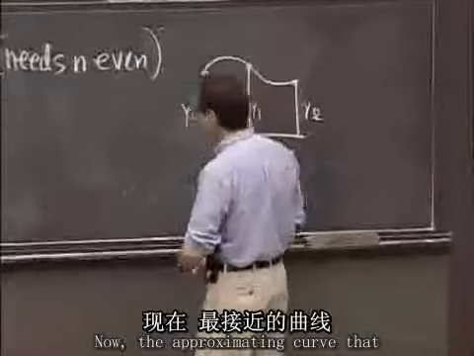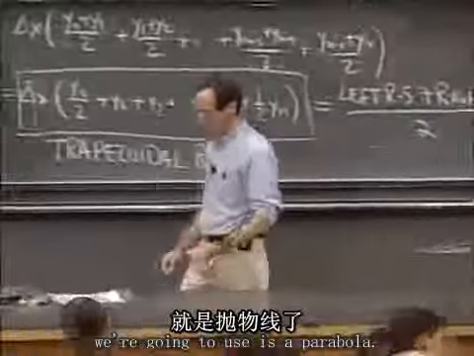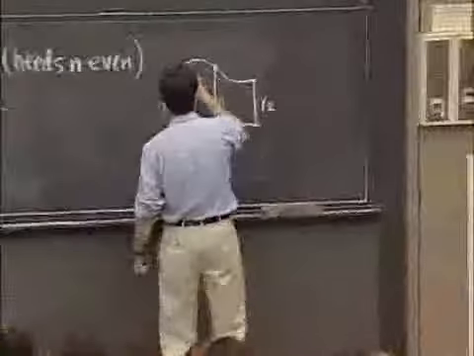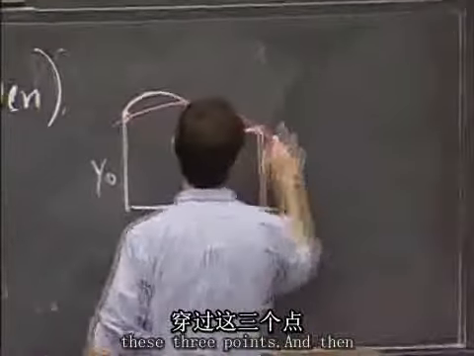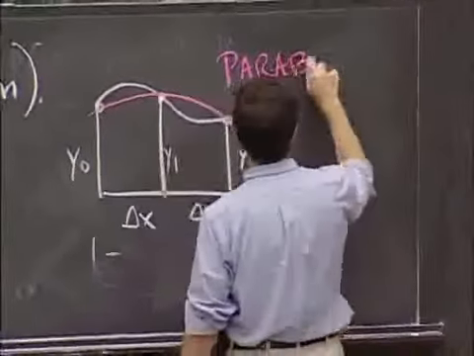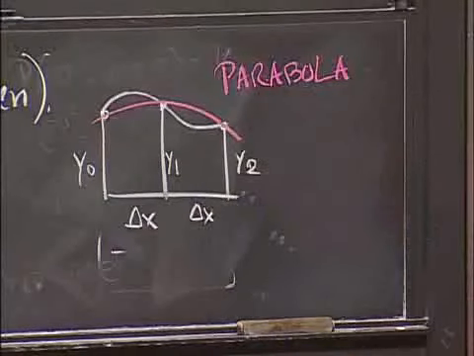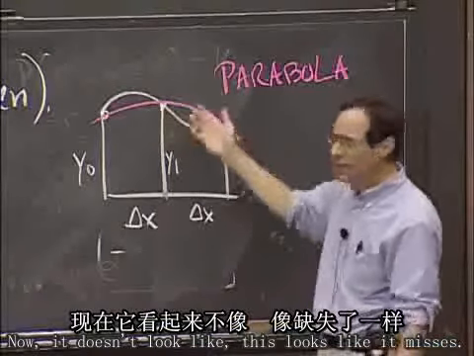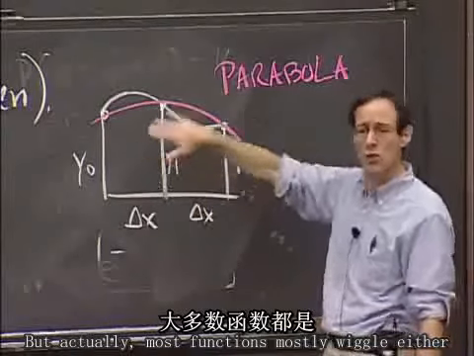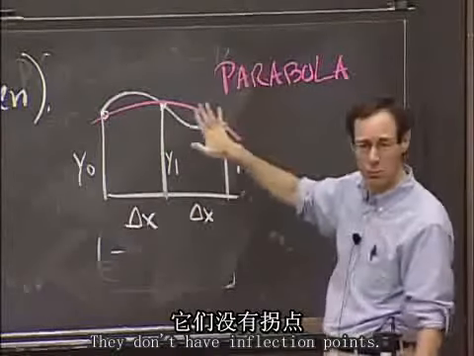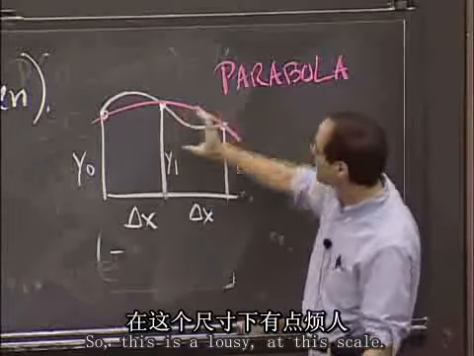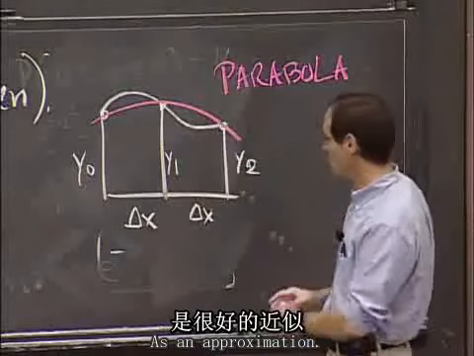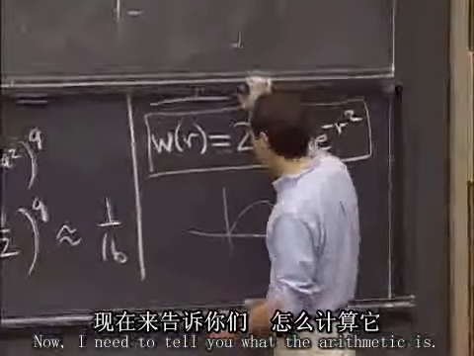All right. Now, the approximating curve that we're going to use is a parabola. That is, we're going to fit a parabola through these 3 points. And then we're going to use that as the approximating area. Now, this looks like it misses. But actually, most functions mostly wiggle either one way or the other. They don't have inflection points. So this is lousy at this scale, but when we get to a smaller scale, this becomes really fantastic as an approximation.